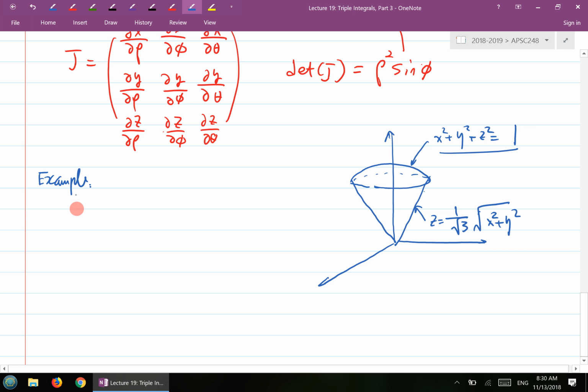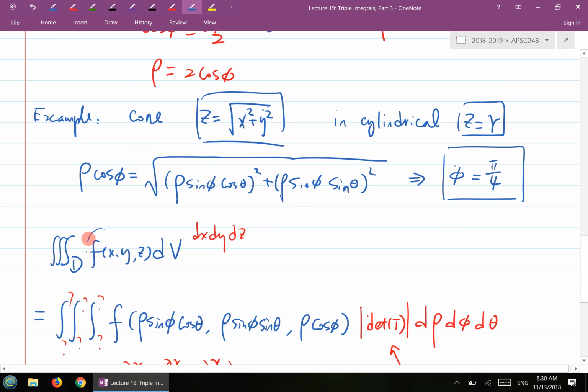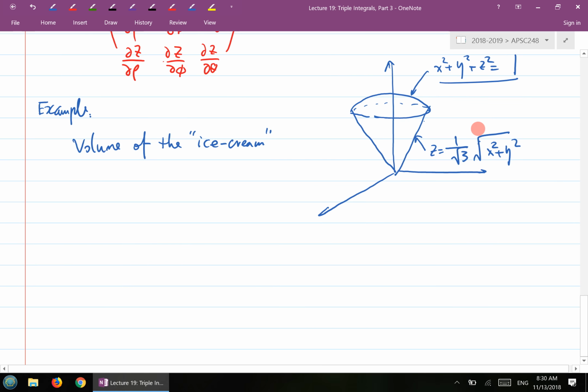So let's look at what is the volume of this ice cream. To calculate the volume, if you look at the triple integral, essentially if this function here is equal to 1, then you get the volume of this region D. So let's look at the volume of this guy here.